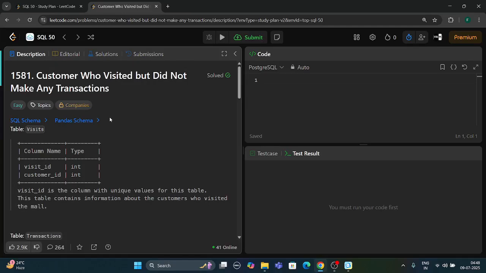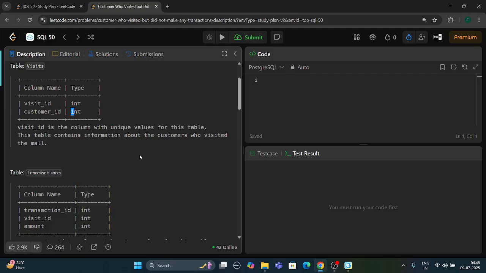In today's video, we'll be doing another SQL problem. So let's get right into it. We have this table visits, and this visits table has two columns, visit ID and the customer ID. Both are of type integer. Visit ID is the column with unique values for this table. This table contains information about the customers who visited the mall.